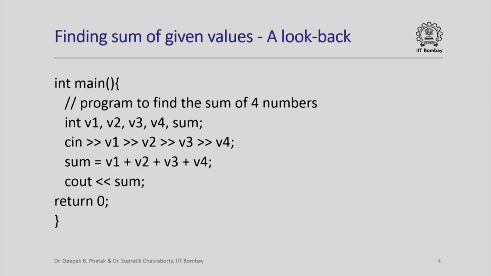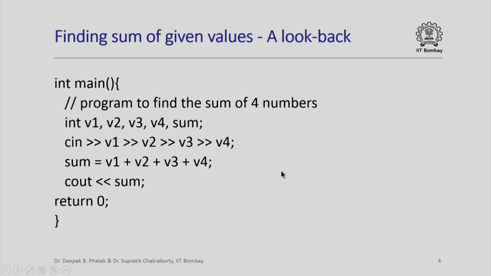First, we will look back at a program to find sum of given values. Imagine that we are given 4 numbers whose sum we need to find out. We had done this program earlier. We just have v1, v2, v3, v4 as 4 integer variables, a variable for sum. We input the values of all 4 variables. We calculate sum equal to v1 plus v2 plus v3 plus v4 and output this sum.